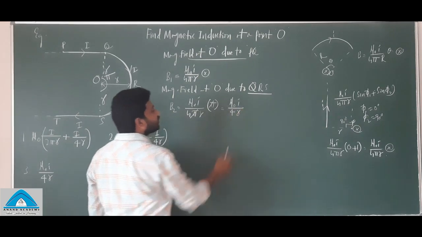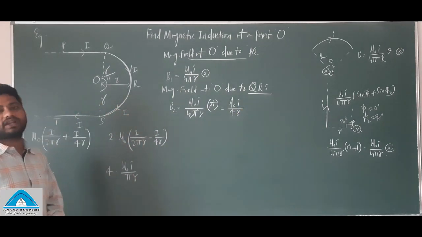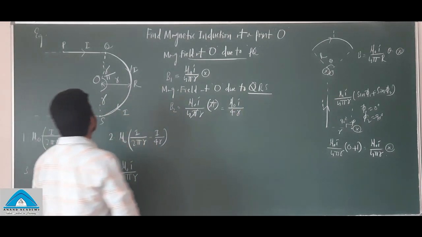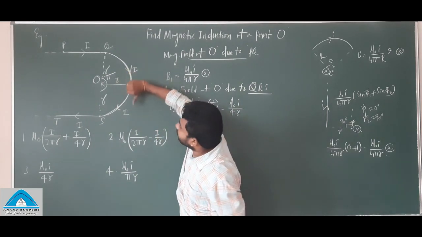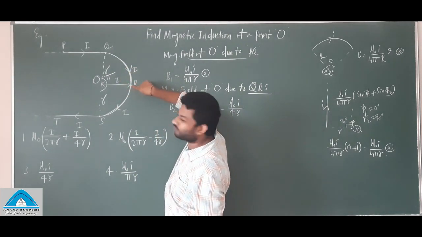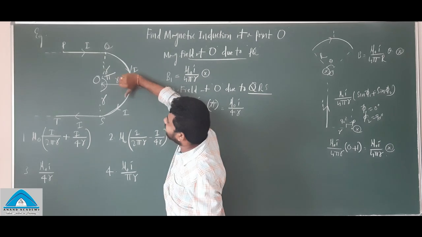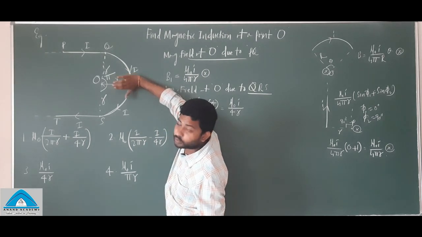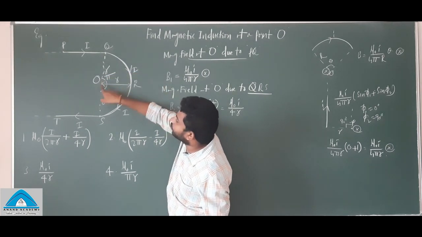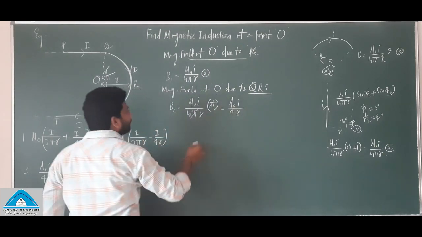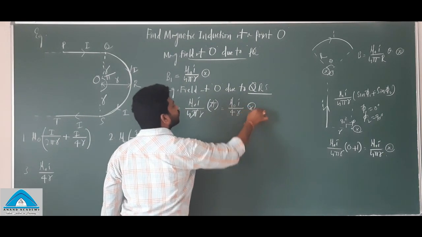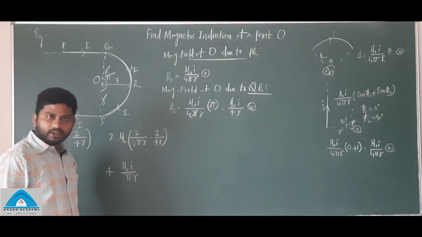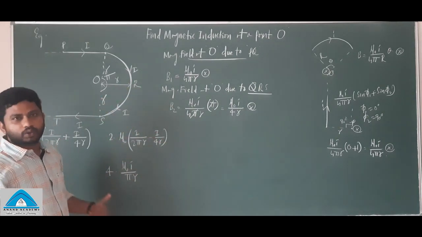Understand? So this is the magnetic field direction, which is also important for us. You can see here the current is flowing in this direction. At this point we focus, the current is flowing in this direction. By using the right hand thumb rule, you can see the field lines are into the plane here. So I am writing the field lines are into the plane. Okay.